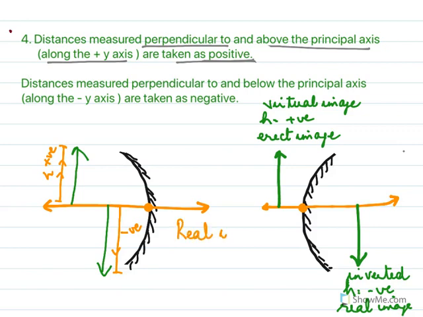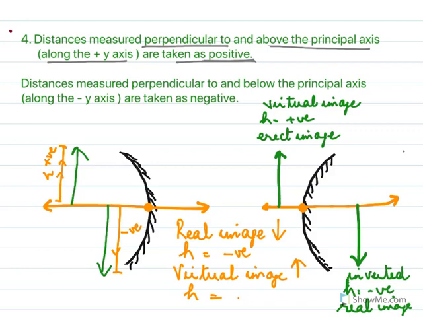So real images are always inverted, and hence the H is negative. But virtual images are erect and the H is always positive. This is the second point.